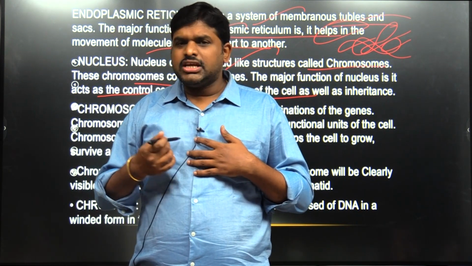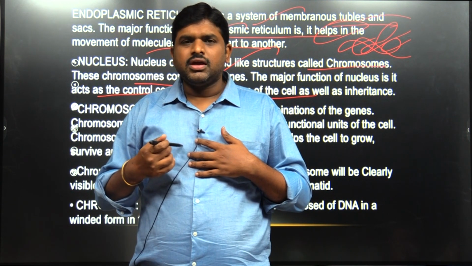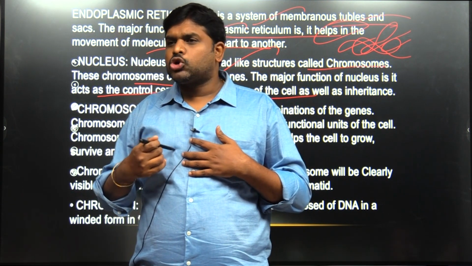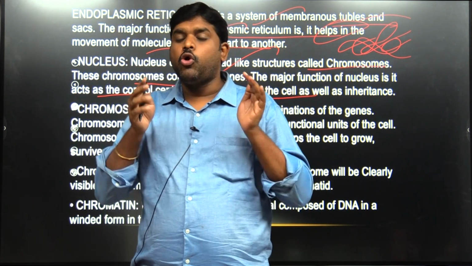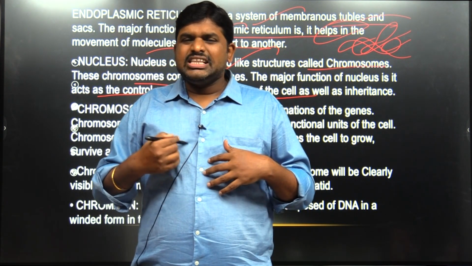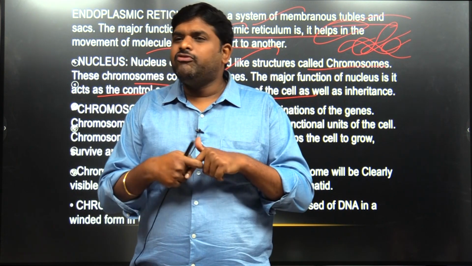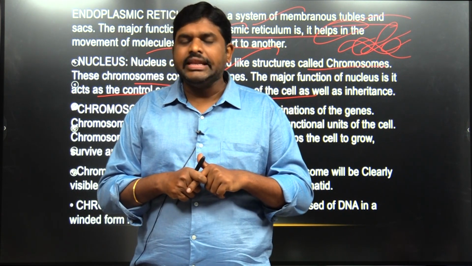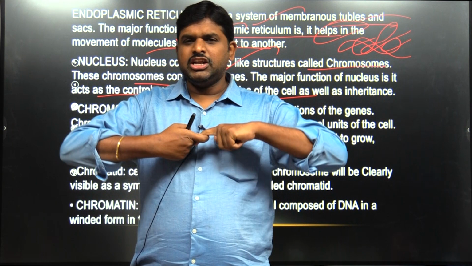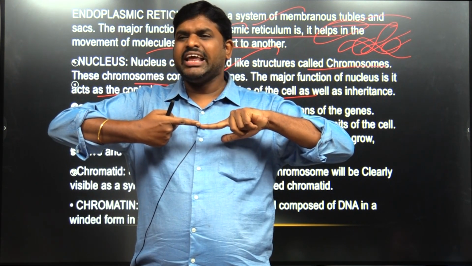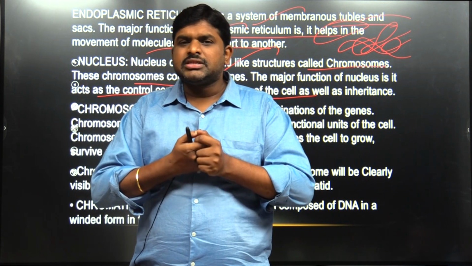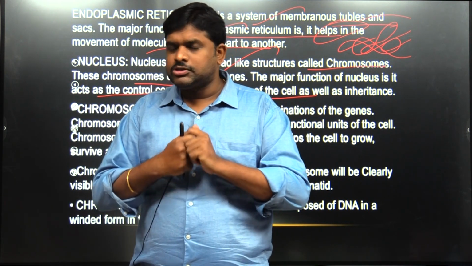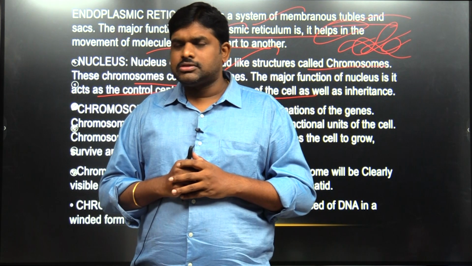In the nucleus, the chromosomes are present. The thread-like structures are called chromosomes. If I go into detail, the zigzag, winded form of chromosome is called chromatin, and the differentiated, arranged form of chromosomes is called chromatid, and the elements which are present in the nucleus are called chromosomes. What are these chromosomes?